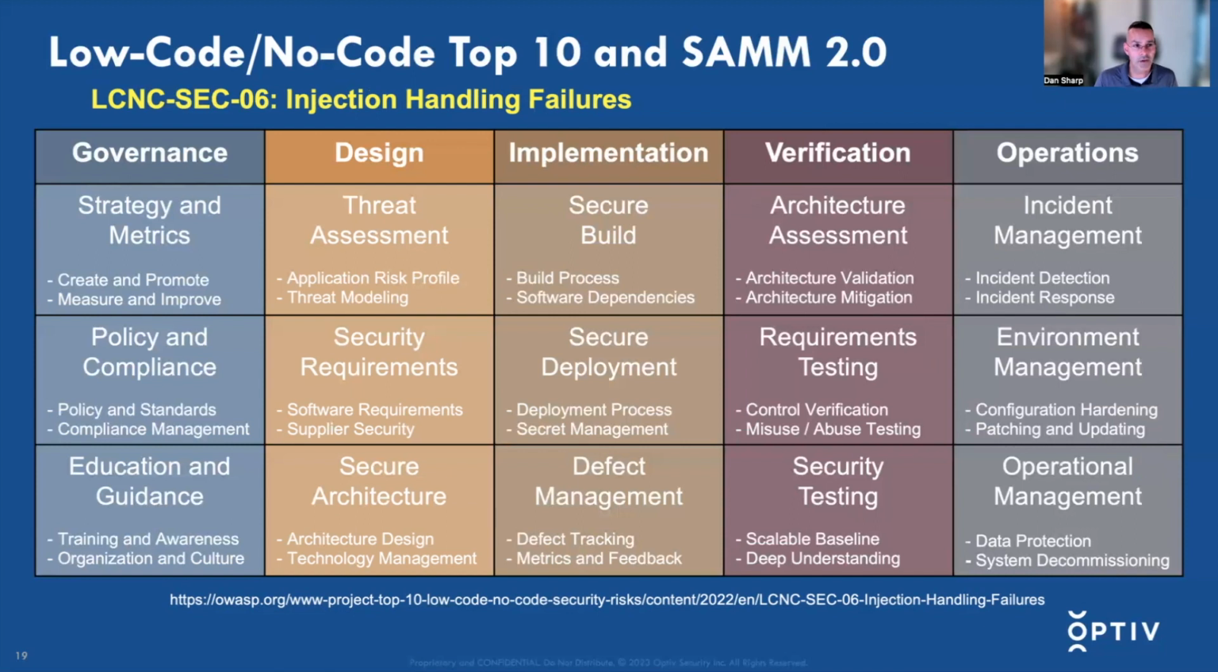Injection flaws are nothing new. This has been on the standard OWASP top 10 for years, and we can see it still on the new low-code, no-code top 10 coming in at number 6. So one of the recommendations from the SAM model within the scalable baseline is to perform automated security tests for input testing to protect against those injection-based attacks.